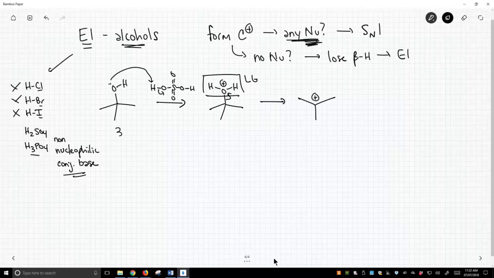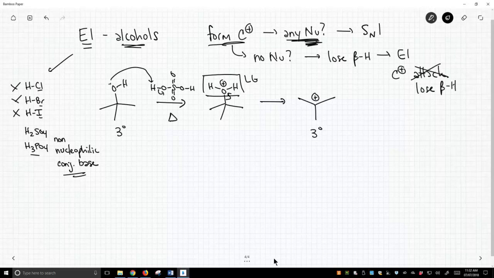Now, as always, we can only do this if we're going to form a good carbocation. And in fact, often these are kind of sluggish, so people will actually heat this up too to get this to occur. But now we formed this tertiary carbocation. This carbocation, two fates of a carbocation. They get attacked or lose a beta hydrogen.